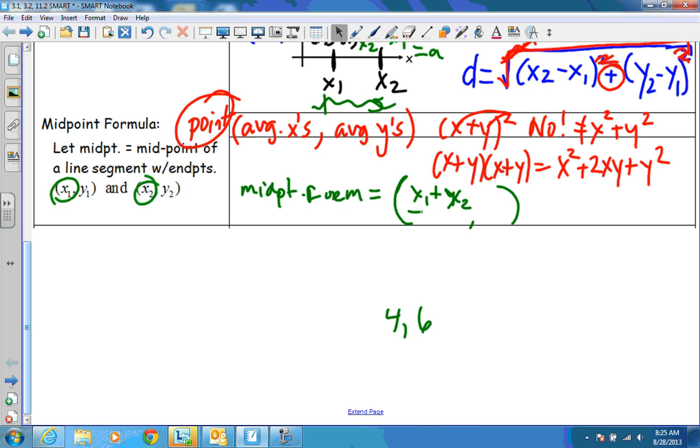x sub 1 plus x sub 2 over 2. So your y's would be y sub 1 plus y sub 2 over 2.